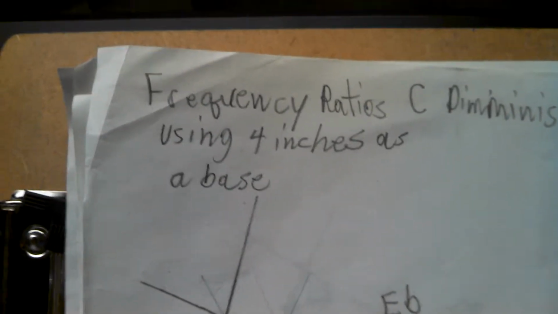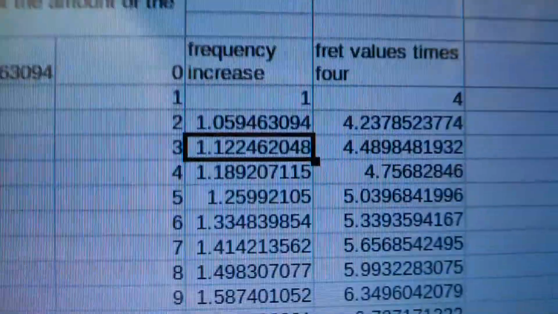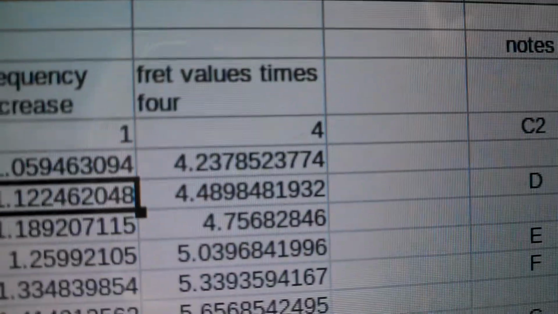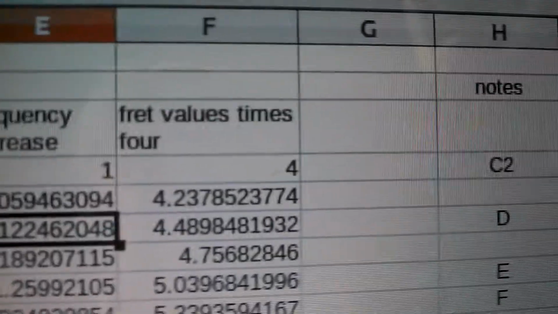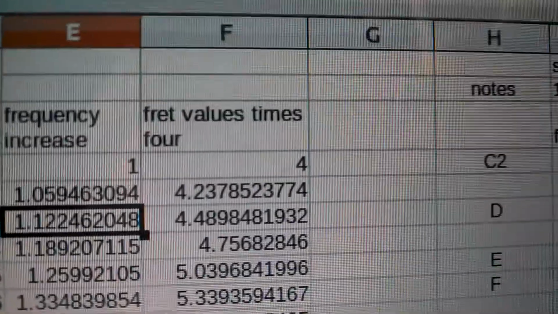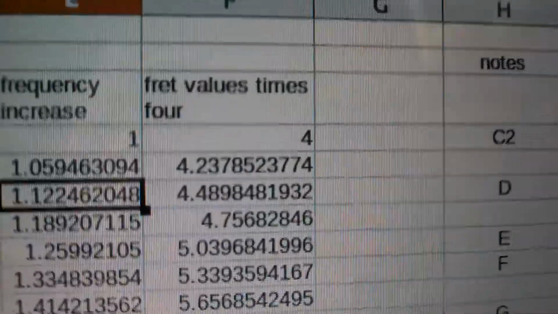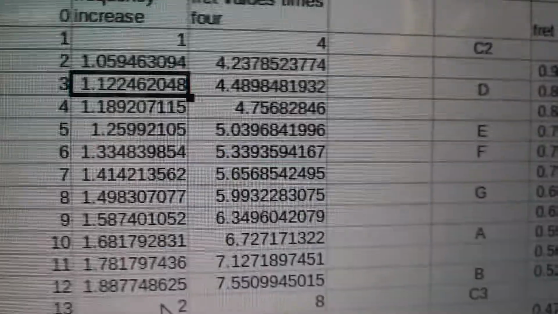Okay, using 4 inches as a base. So again, go back to 4 inches as a base, and that would be like the C note. It's not an actual dimension, it's just a proportional scale.